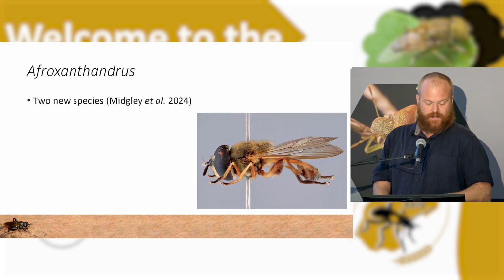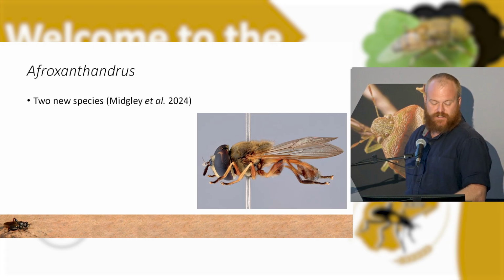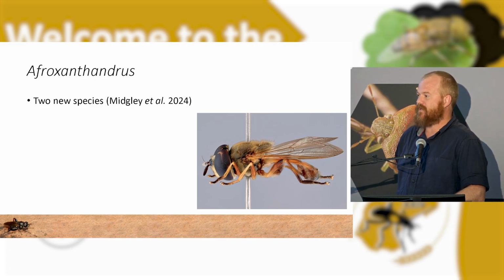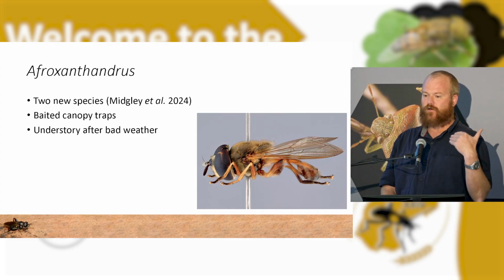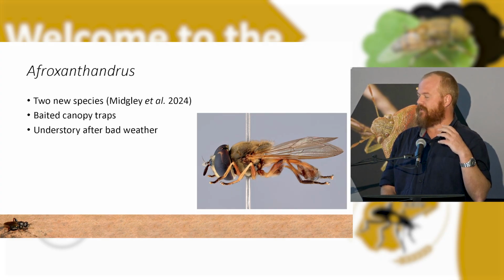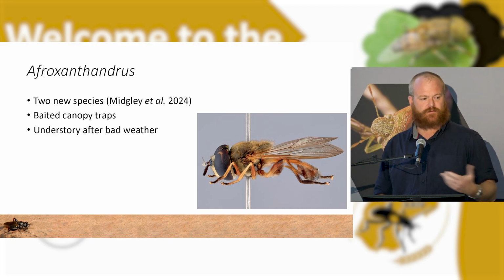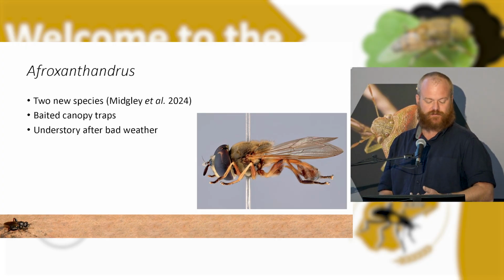So sometimes we collect them on the margin of the forest, but it's clear that they're related to the forest directly. And then just to touch on Afrexanthandrus, we had 2 new species of Afrexanthandrus described last year. Also from the canopy, from baited canopy traps in the Congo, turning up comparatively huge numbers from these traps, whereas we pick them up once or twice. Normally we find them in the understory after bad weather. So if we have a couple of days of really cold weather, these animals get desperate for food, they can't find enough food in the canopy anymore, they come down for nectar and you pick them up in flowers after the bad weather. So the day after a cold front, if you have nice warm weather, it's very good to get them there.